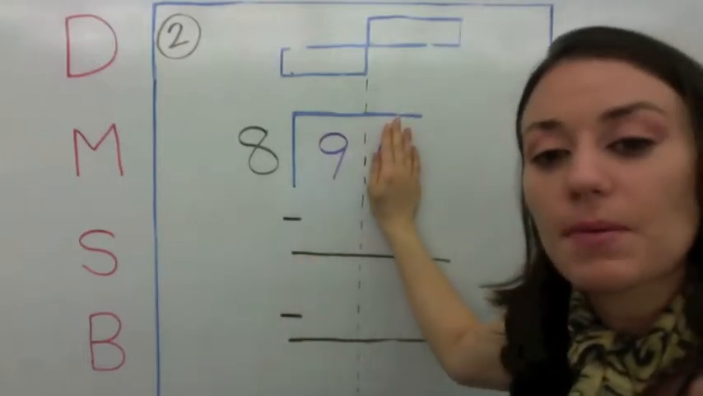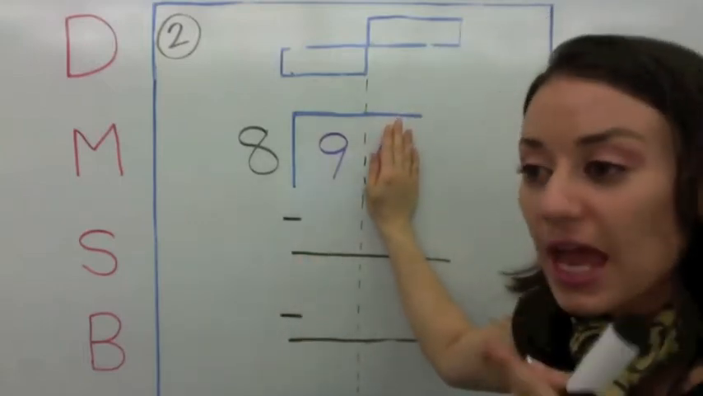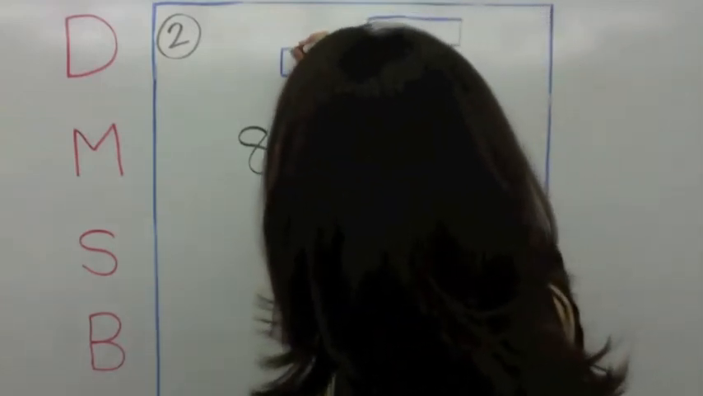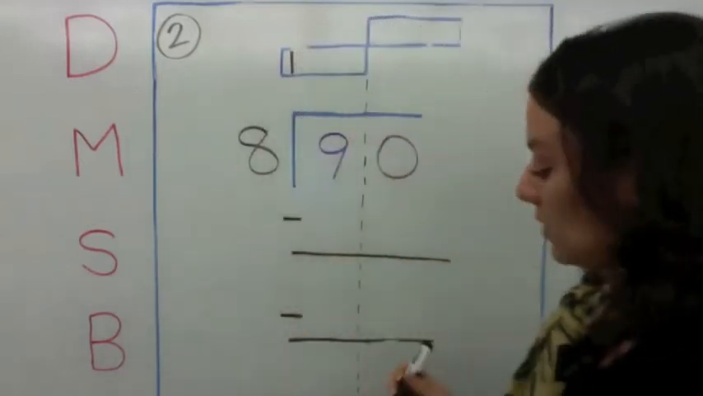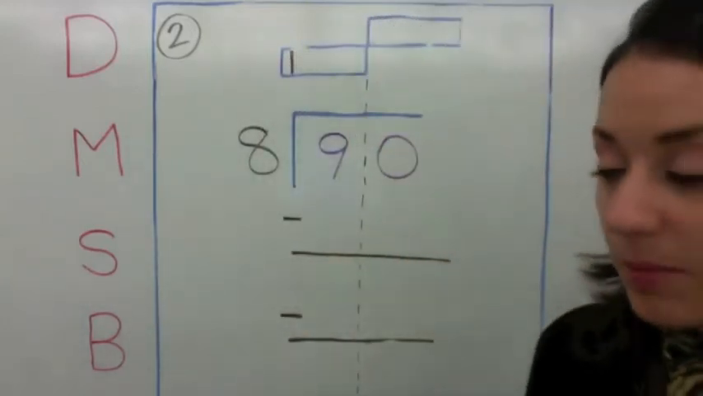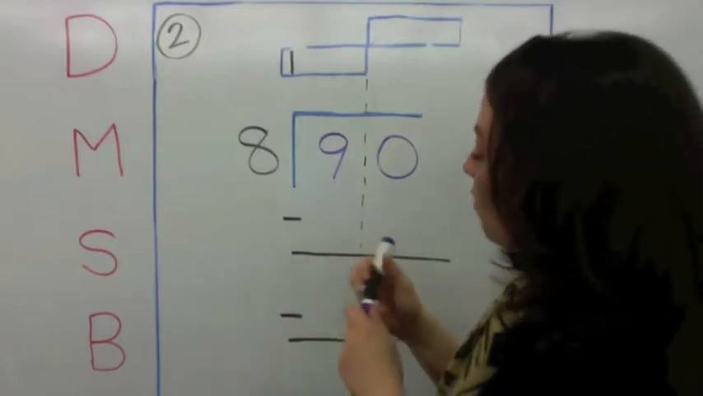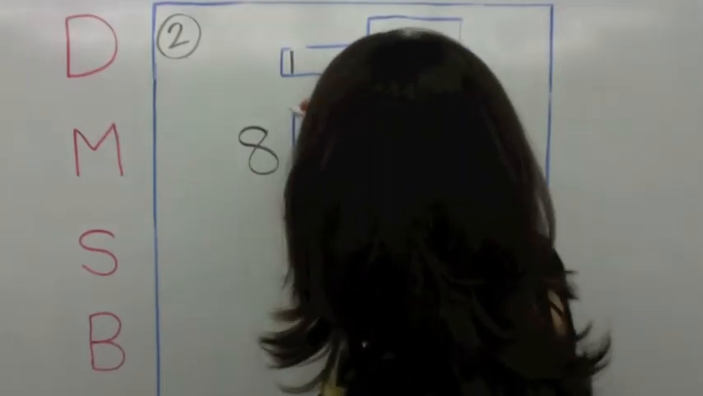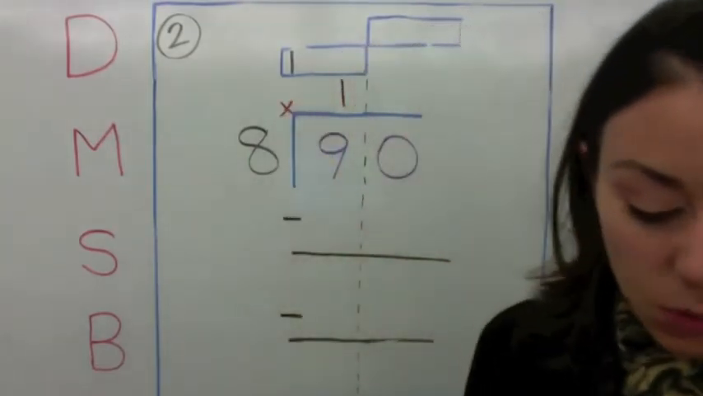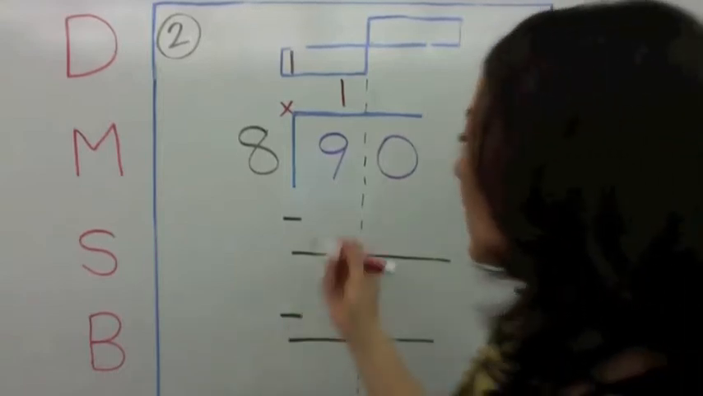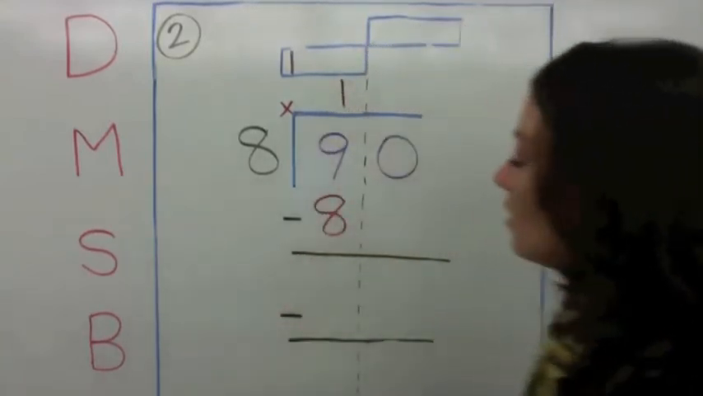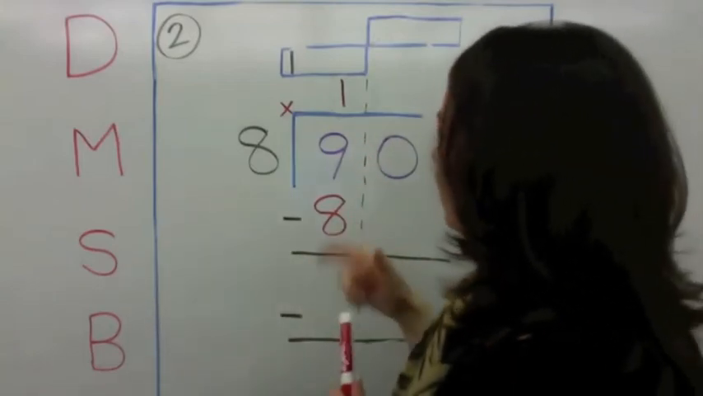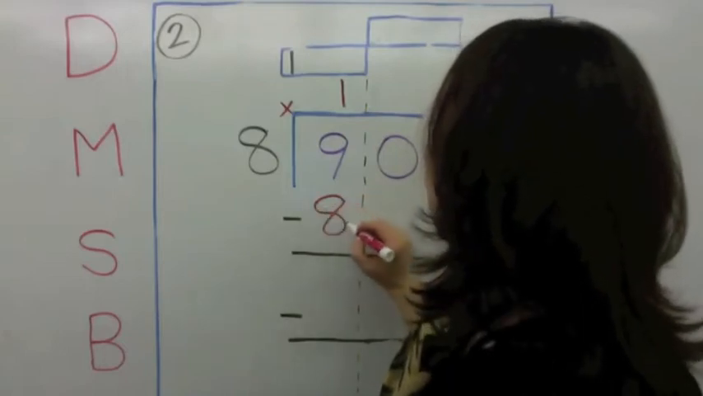When you skip count by 8, you have 8, 16, but 16 is too big. So this can only go in there 1 time, or you can skip count 1 time to get to a number that is close to 9. So we put a 1 right here, and we know that 1 times 8 is 8. Very nice. Third step is subtract. 9 take away 8. We have 9, 8, 7, 6, 5, 4, 3, 2, 1.